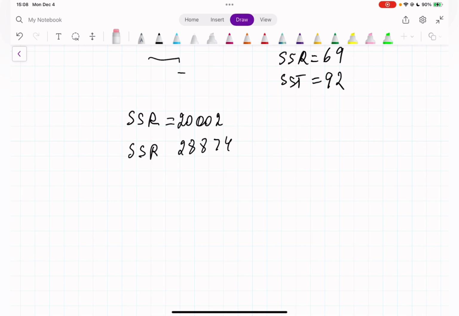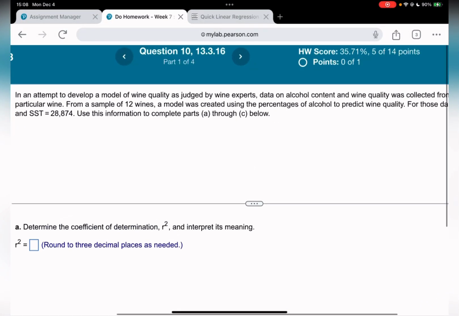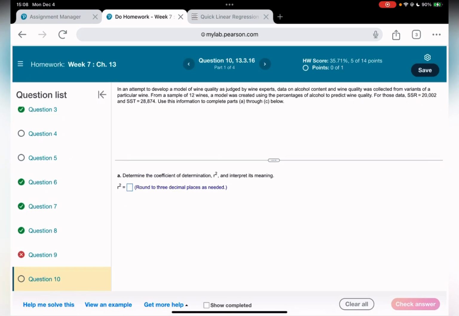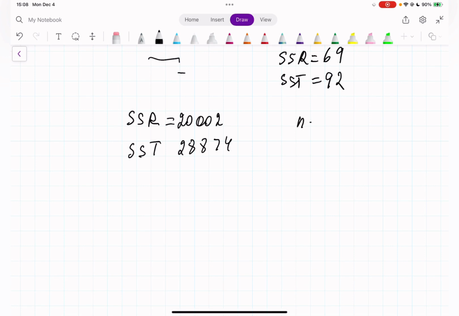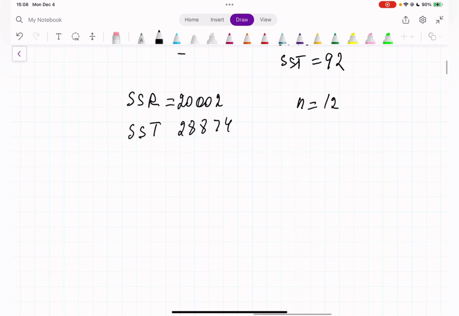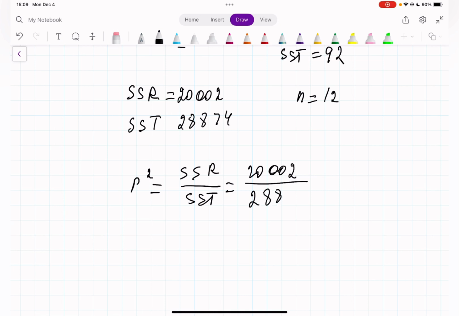And what else? Use the information to complete part A through part C. We have wine sample of 12, so n is equal to 12. Okay, we need to find the coefficient of determination. Remind you, the coefficient of determination is equal to SSR over SST, which means 20,002 divided by 28,874. Let me divide it.